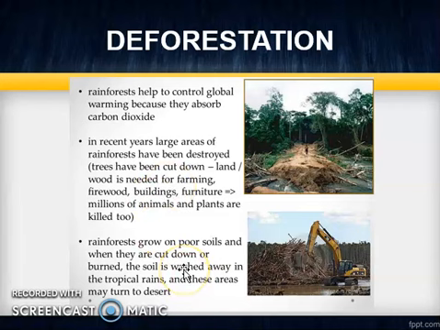Next, rainforests grow on poor soil, and when they are cut down or burned, the soil is washed away in the tropical rain, and this area may turn to desert. This is one of the effects of the cutting of trees or rainforest in this world. Certain areas suffering from the deforestation process could turn into desert later on.